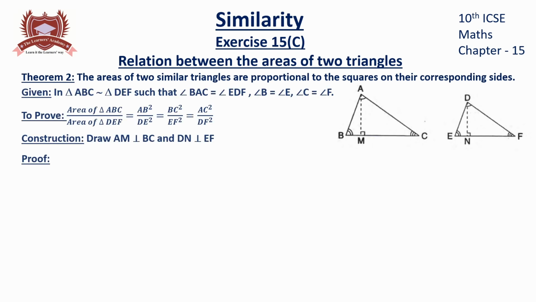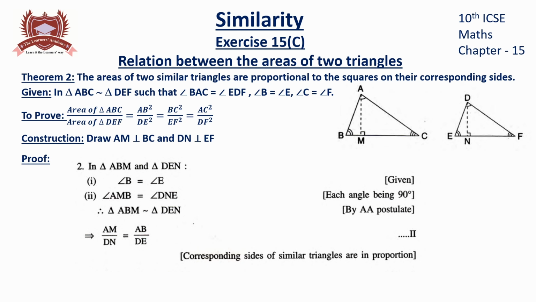This is one of the crucial statements. Now the next thing we have is triangle ABM. If you consider triangle ABM and triangle DEN, angle B is equal to angle E. Why? It's given. Angle AMB is equal to angle DNE, both are right angles or both are 90 degrees. So the triangles are similar by AA postulate, which means that AM upon DN is equal to AB upon DE. Corresponding sides of similar triangles are in proportion. So this is my second statement.